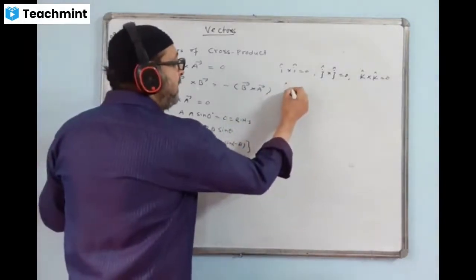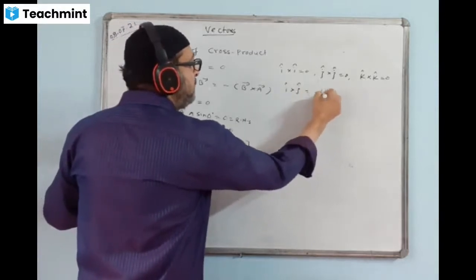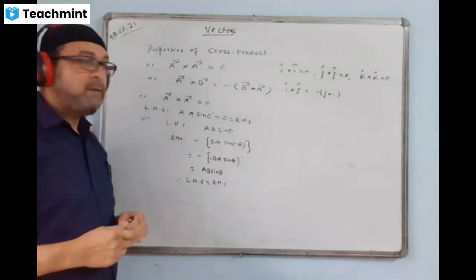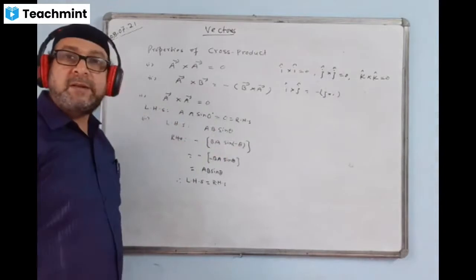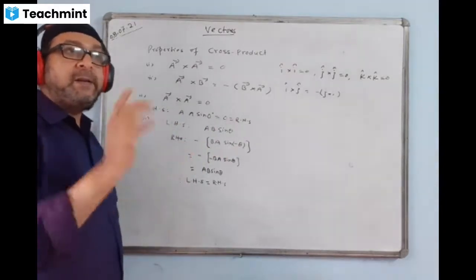Now, when you interchange, i cross j will be equal to minus j cross i, the opposite way. When you change the order here, it becomes minus. If you want to interchange the order of i cross j, it becomes minus of j cross i. Whereas in the dot product, i dot j is the same as j dot i.